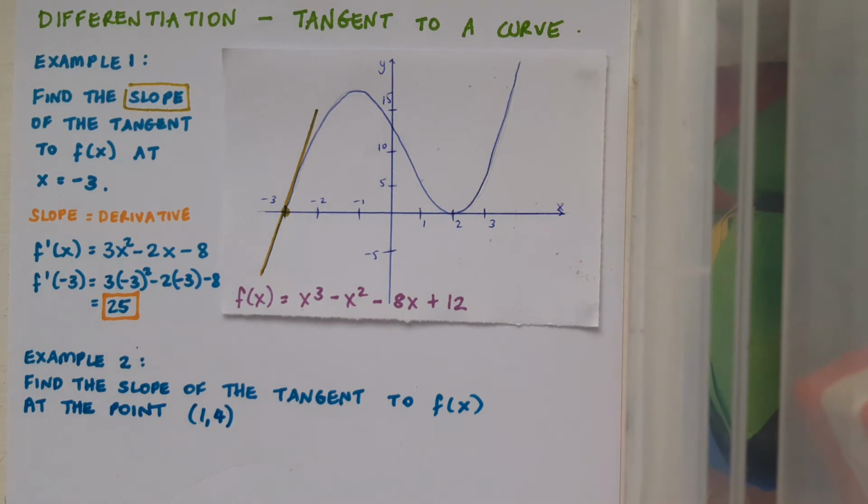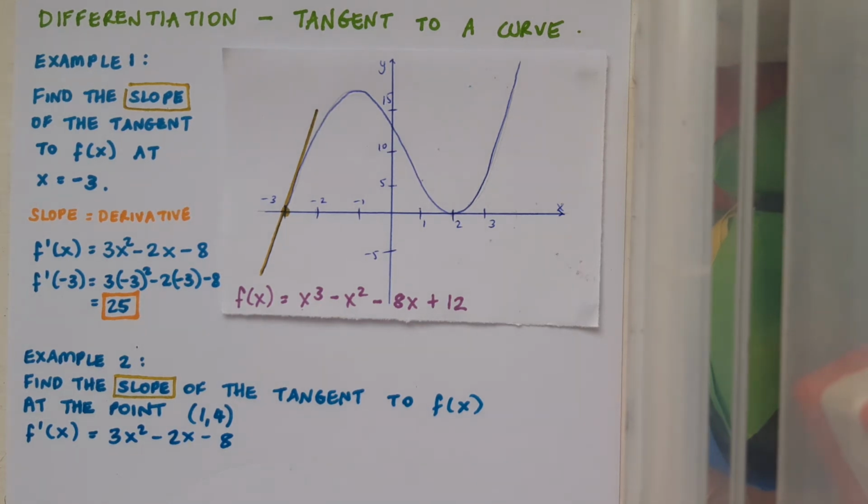A similar type of question might be: find the slope of the tangent to the function f of x at the point 1, 4, and I'm still referring to the same function here. Again, the key word here that jumps out is slope. The minute I see slope, I think of the derivative. I already knew what this was. f dash x equals 3x squared minus 2x minus 8.